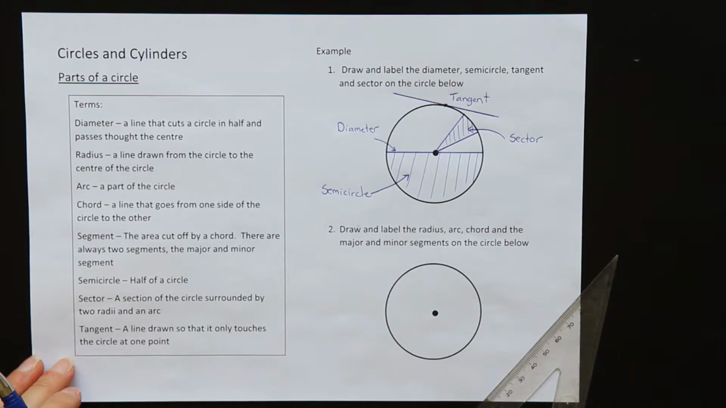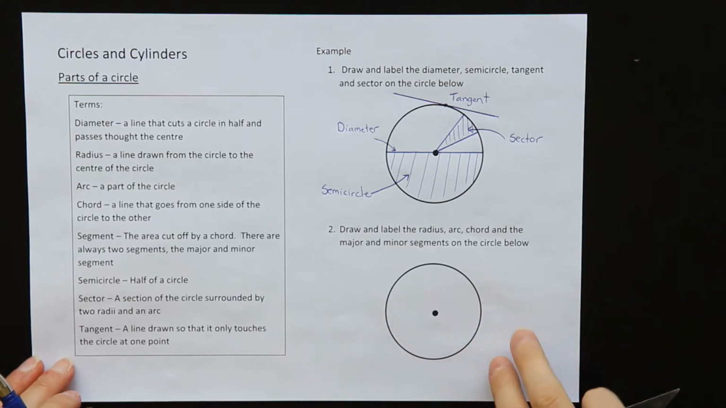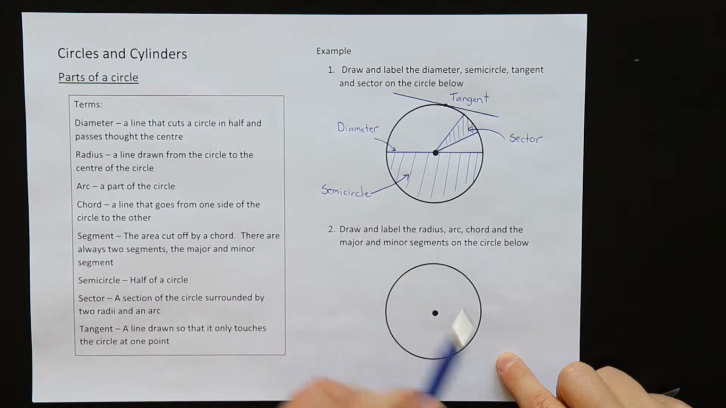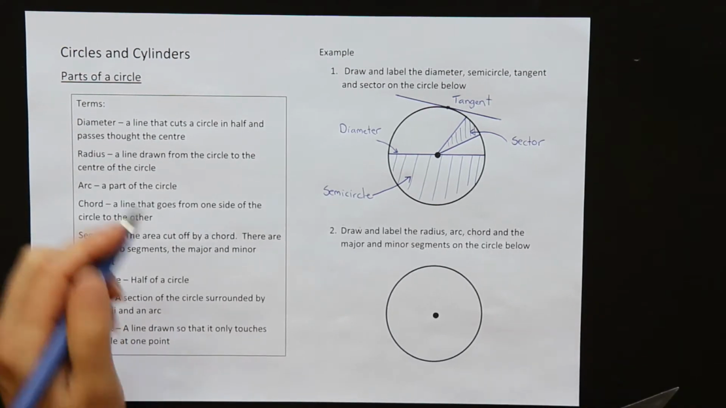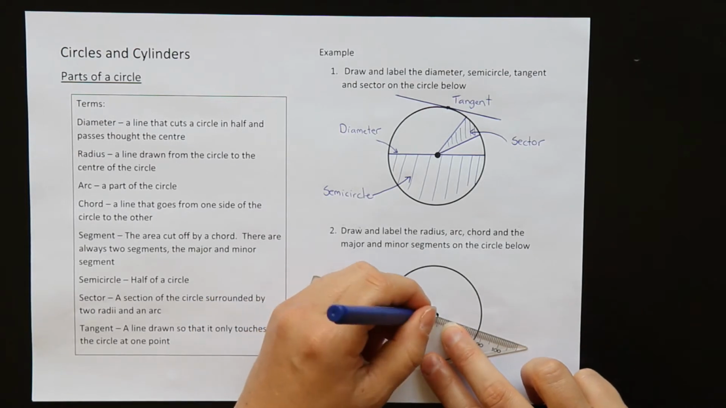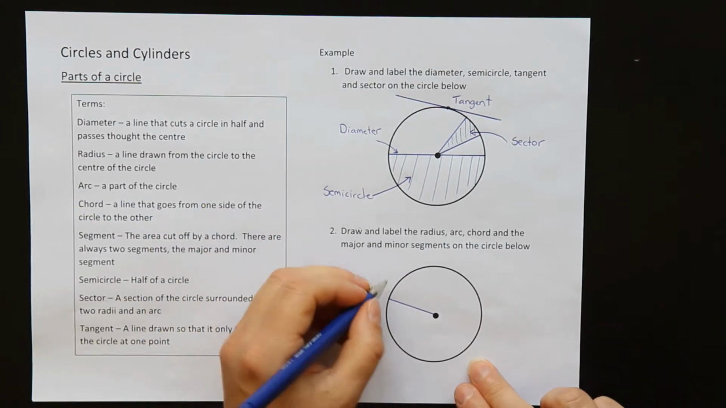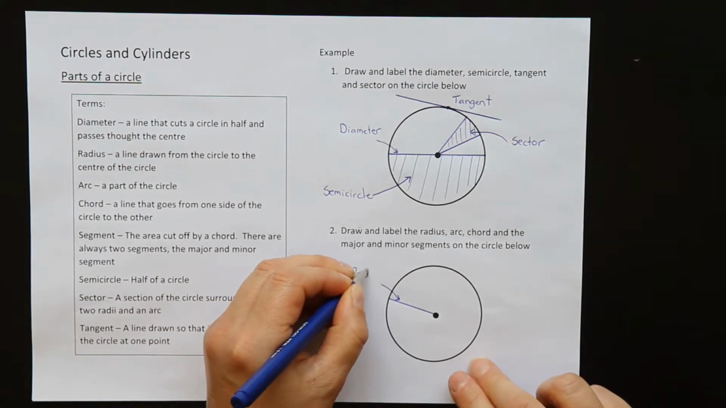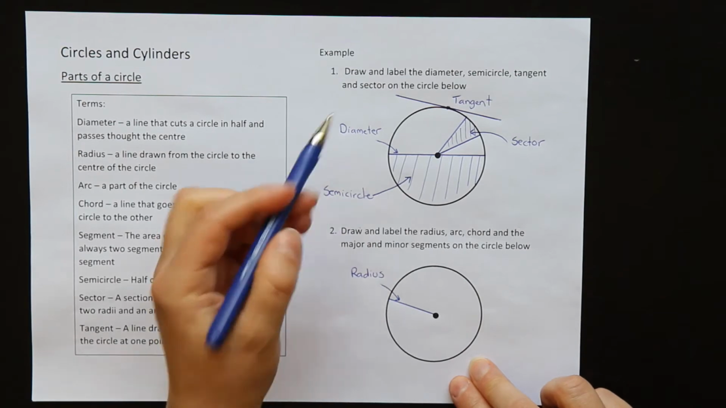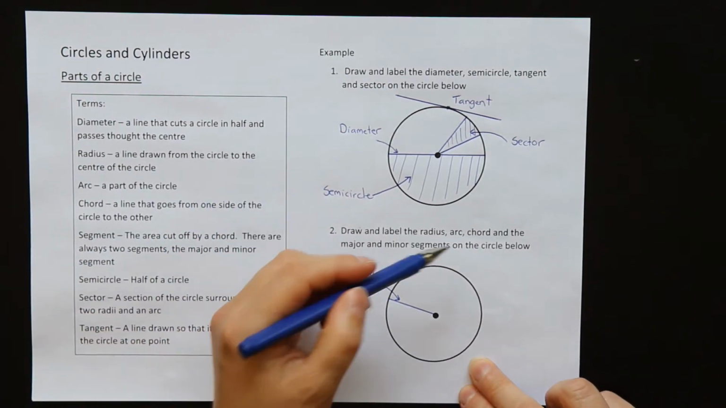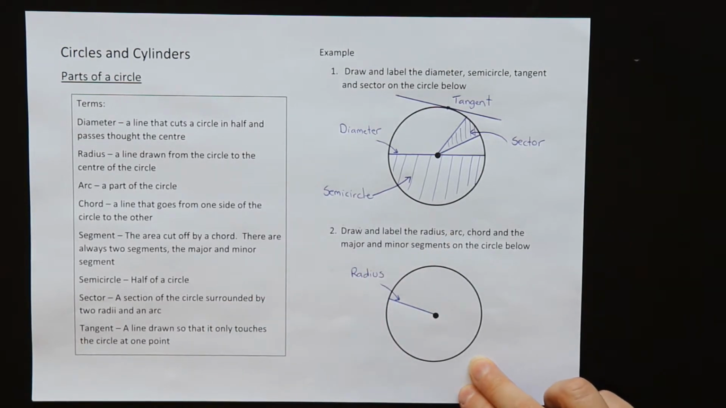Okay. Let's look at question 2. Draw and label the radius, arc, chord, and major and minor segments on the circle below. Okay, the radius is a line drawn from the center to the edge of the circle. So from the center to the edge, there is a radius. So for one radius, we say radius. When there is two of them, we call them radii, which was the other word we were using a moment ago. Okay, now we want an arc.